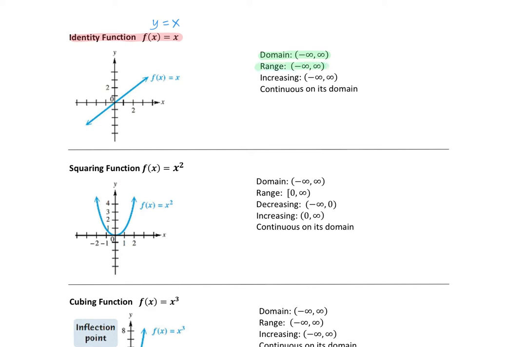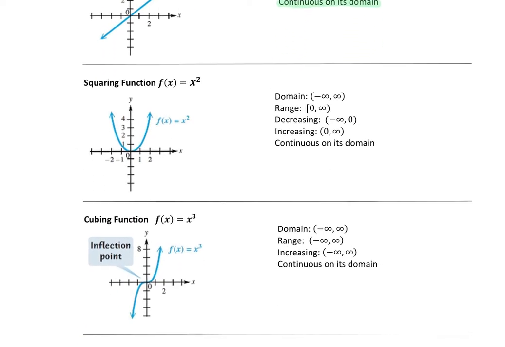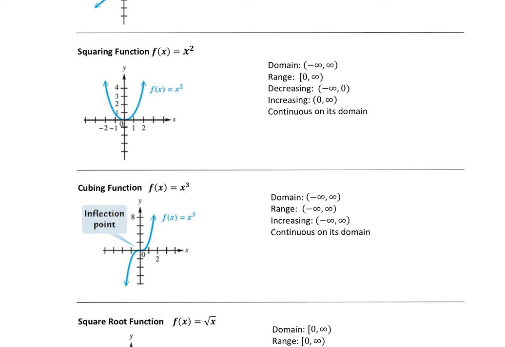And this is always increasing. So it's increasing from negative to positive infinity. And again, this one is also continuous on its domain. Another basic function that we use quite a bit is called our squaring function. So the squaring function is f of x equal to x squared. Or again, remember, this would be y equal to x squared.